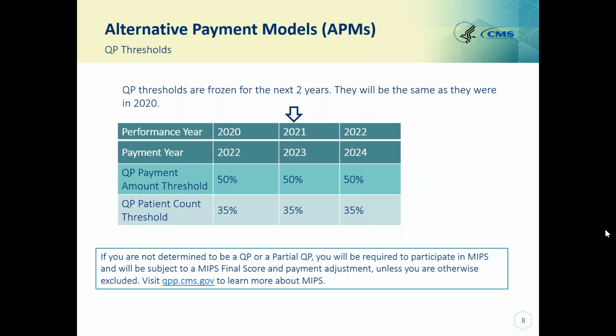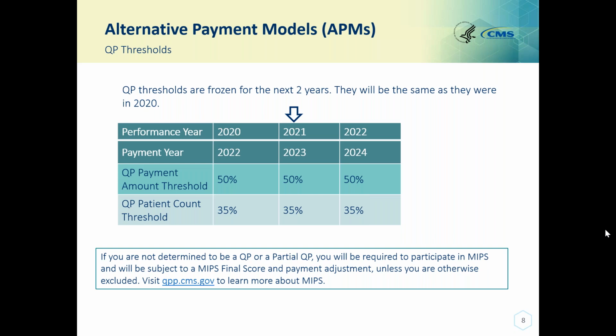So in order to earn QP status, as I said, you would have to get over what we call the QP threshold. There's actually two: the payment amount threshold and the patient count threshold. The Consolidated Appropriations Act of 2021 actually froze the QP threshold. It was slated to go up for 2021, but it's now frozen at 2020 levels.